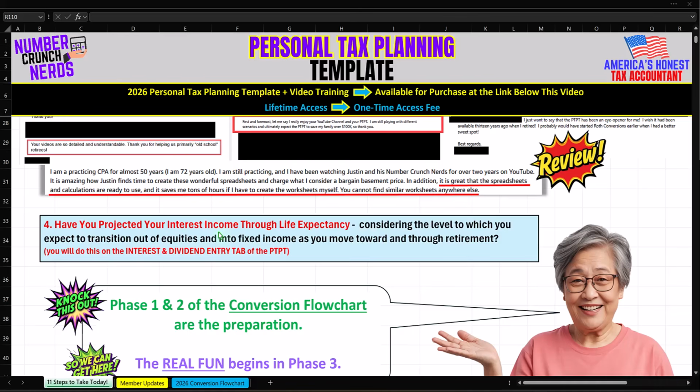So thinking about this action step one more time, if your expectation is that you will be more heavily weighted in fixed income as you go into retirement, then I would expect your interest income projection to be increasing as you move further along in the personal tax planning template. Alternatively, if you were expecting your fixed income weighting to go down, then I would expect your projected income to decrease as you go further along into the personal tax planning template.